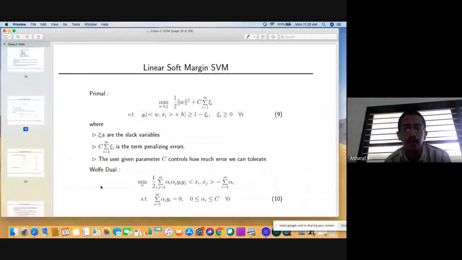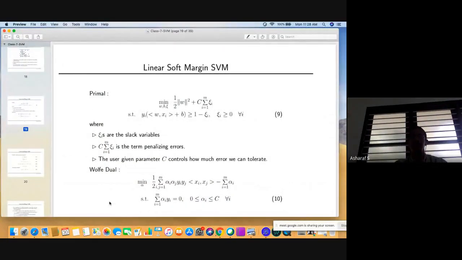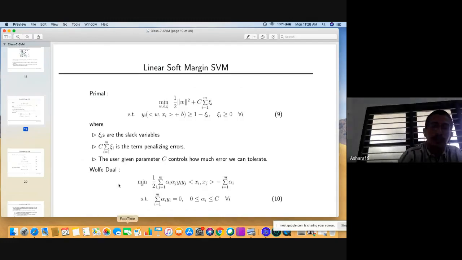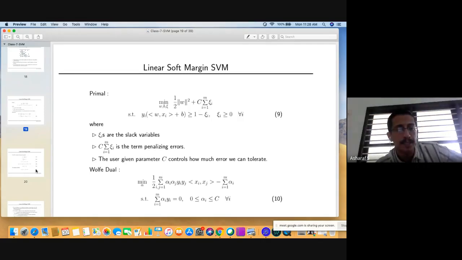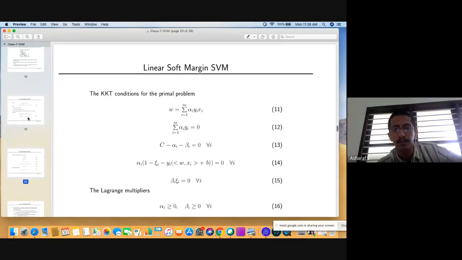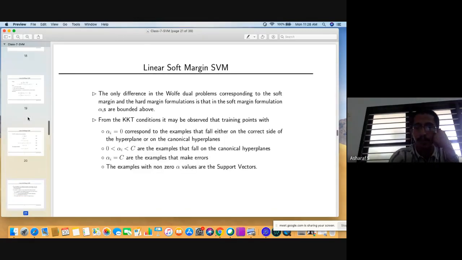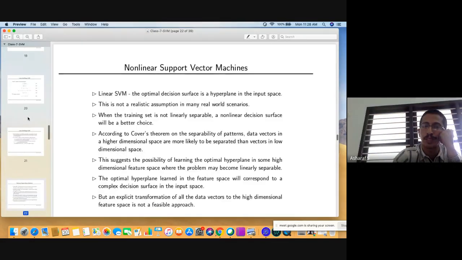Again, the Wolfe dual equivalent would be max L with respect to the KKT conditions, and you get the Wolfe dual equivalent like this. From the derivations you can substitute for the primal variables, and you get your problem defined in terms of the dual variables. That's what it is, and we can make KKT observations: the Lagrange multiplier is greater than 0, and so on.